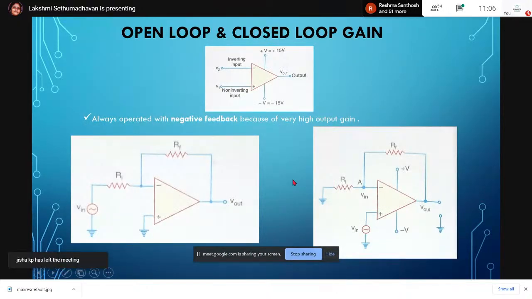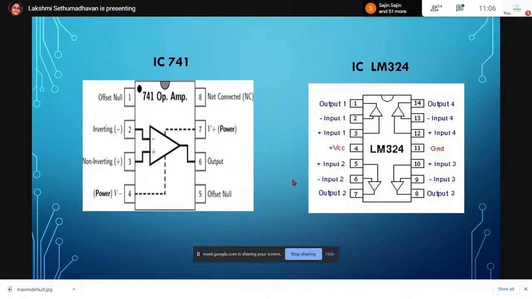Now let me come to the open loop gain and closed loop gain. Ma'am, there is a doubt in the chat box about pin 5. Yeah. Can you read out the doubt because it's in the presentation mode now? She just said pin 5. I think she needs more clarity. Oh, did I leave out pin 5? Let me just check up.